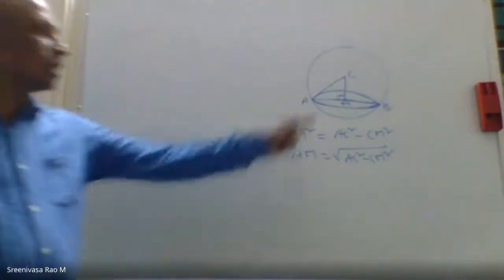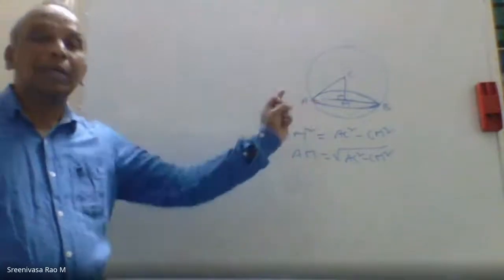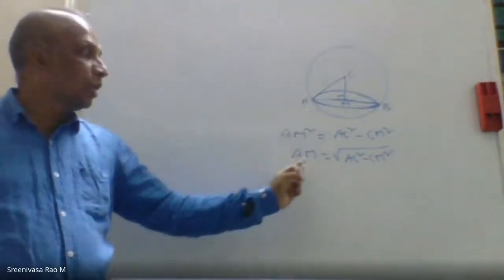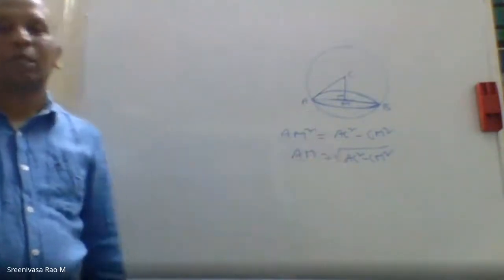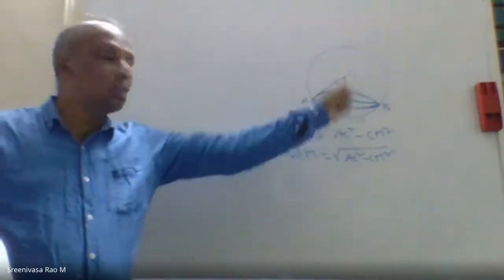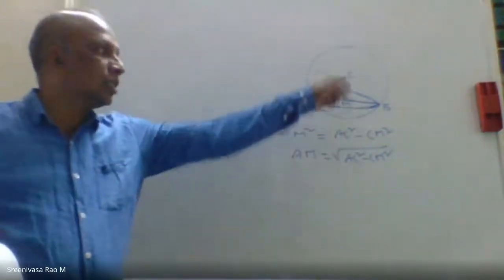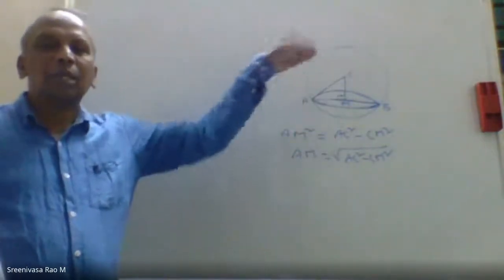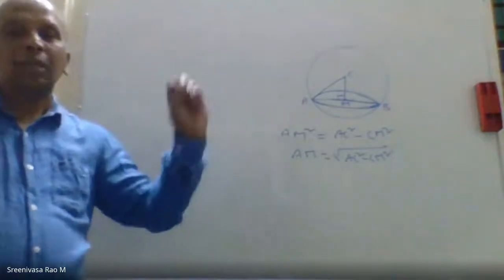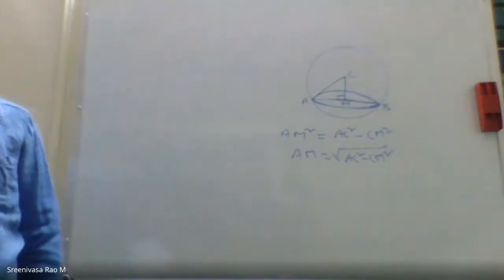So I have taken M as the center of the circle, C is the center of the sphere. Then I have written here radius of the circle is equal to AM is equal to root of AC square minus CM square. What is CM? The perpendicular distance from the center to the plane where the plane cuts. AC is the radius of the sphere. AM is the radius of the circle.